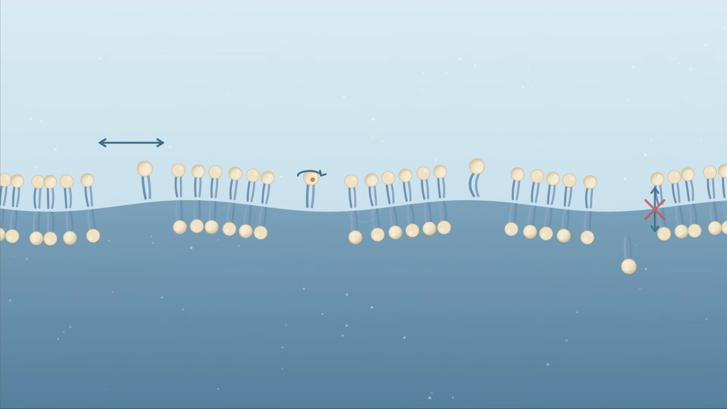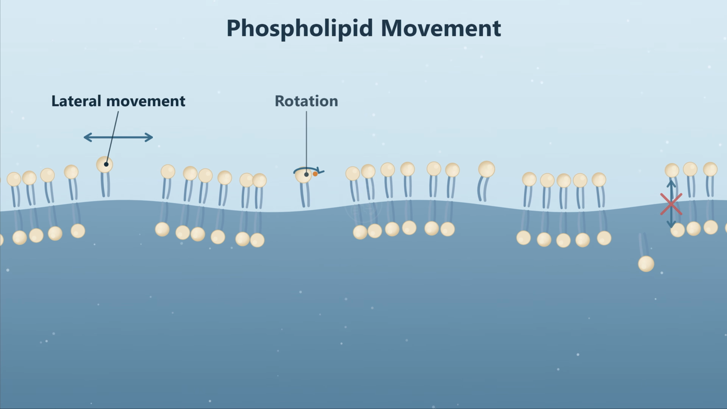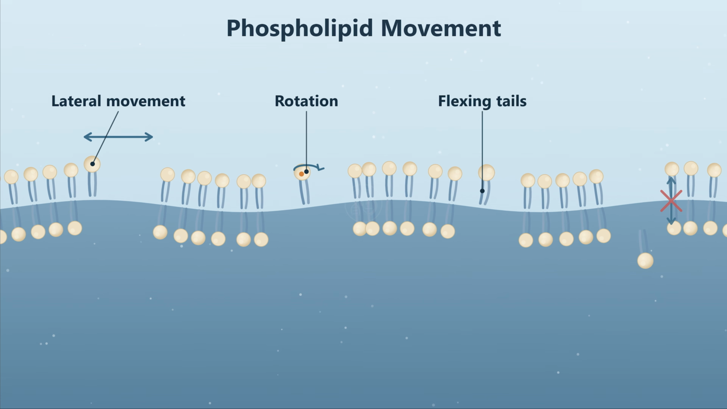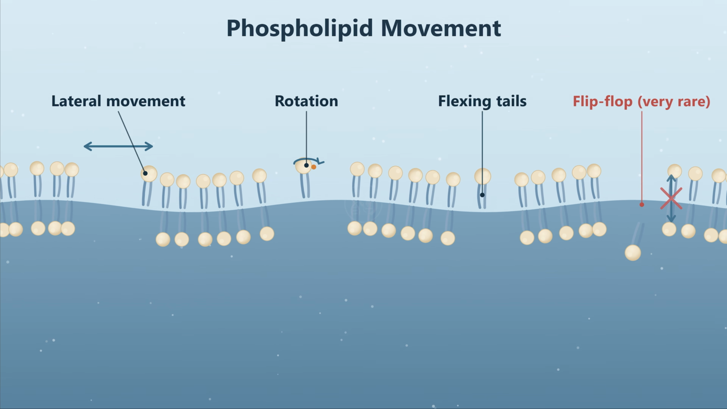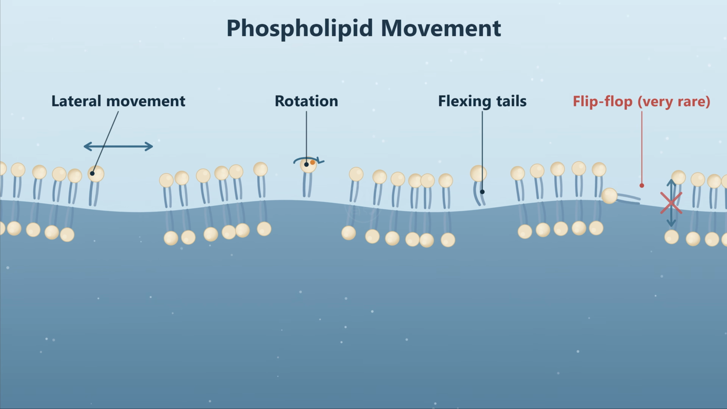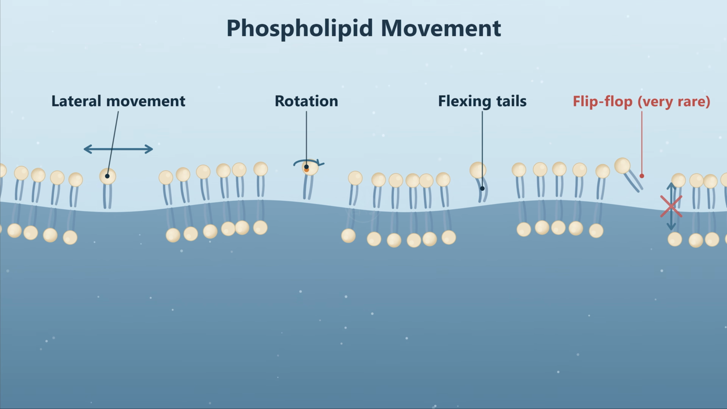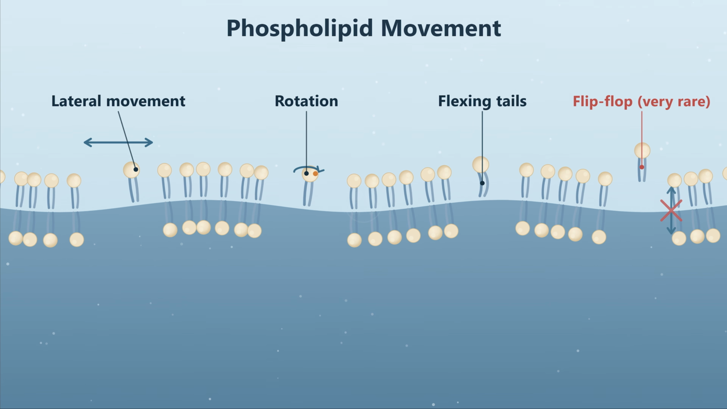Phospholipids are not fixed permanently in one position. They move laterally within their own layer. They can also rotate around their axis and flex their hydrocarbon tails. Movement from one leaflet to the other, called flip-flop, is extremely slow without specialized enzymes.